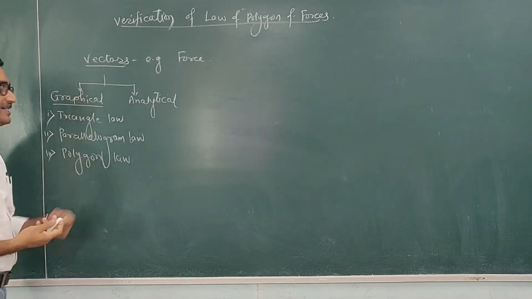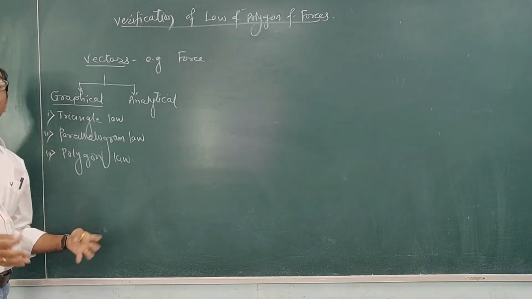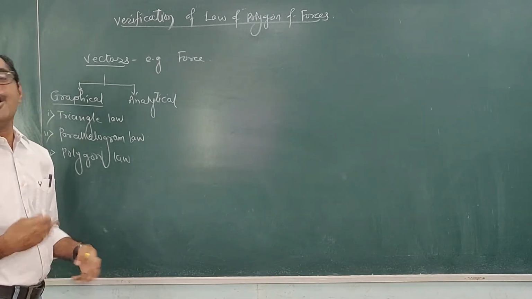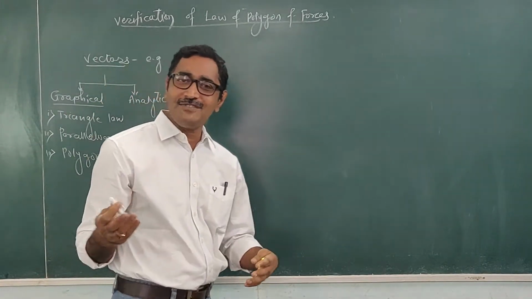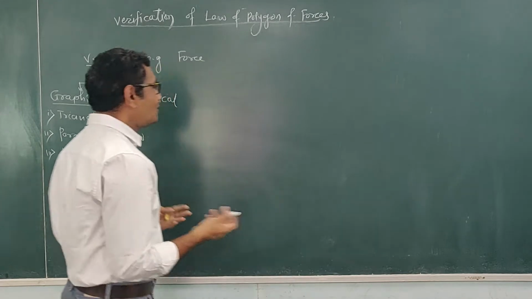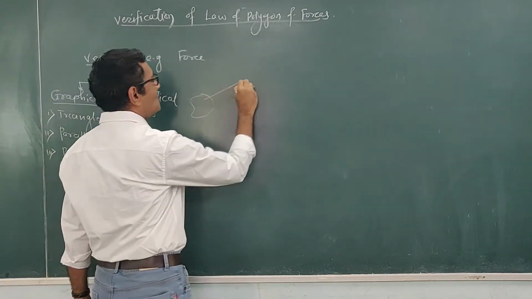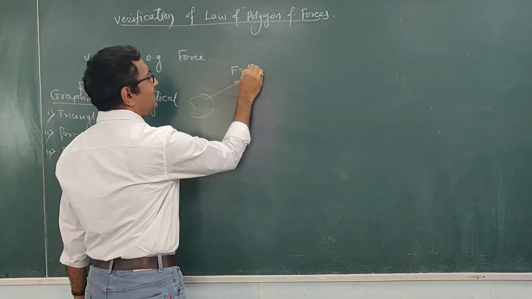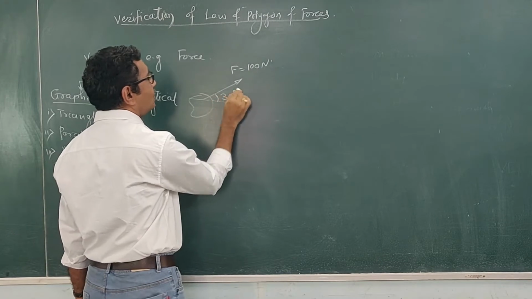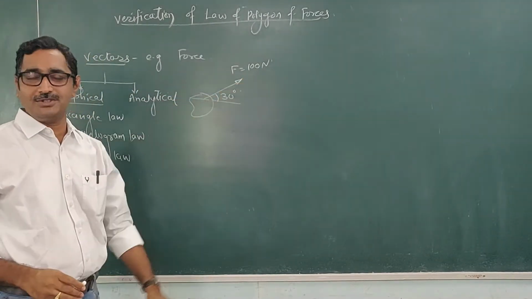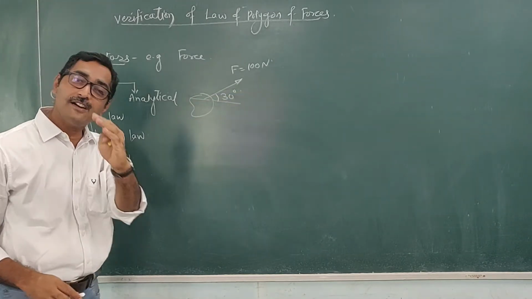Now in graphical methods, to add the vectors, the first important thing is to express the force graphically. How can we express the force graphically, or any vector? It may be the acceleration vector, it may be the velocity vector. So how to express any vector graphically? For example, suppose this is one force whose magnitude is 100 Newton, which is inclined at an angle of 30 degrees with horizontal. This is the direction, this is the magnitude. Now how to represent this force graphically?